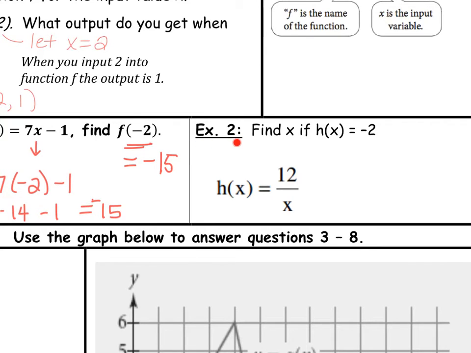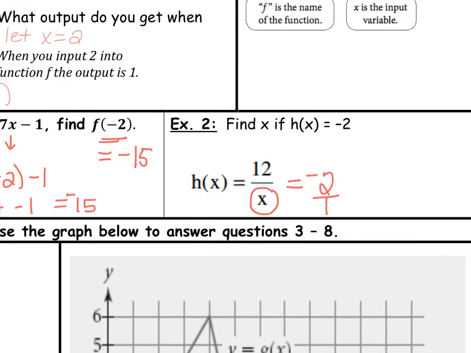So we're going to do the same thing with example 2. Actually this one's backwards, sorry. We're going to find x if this whole thing equals negative 2. So I'm trying to figure out what number can I plug in here that's going to give me an answer of negative 2. So I want to know if this equals negative 2, what is x? So we have to just use cross products.